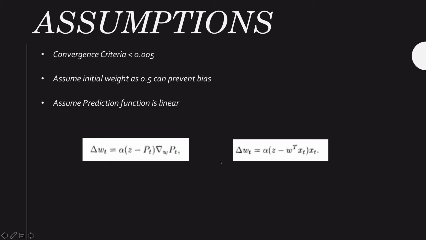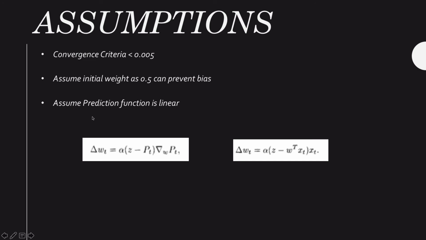Now, the assumptions I made in this experiment. One is the convergence criterion. I set the value to 0.005. It works fine and also has a reasonable computation time. Decreasing the criterion results in more accurate results, but will consume more time.